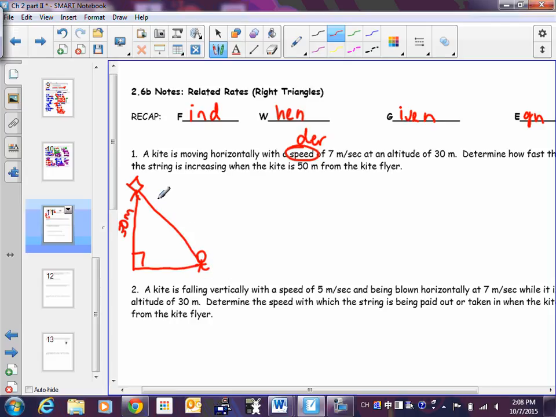And so when they say the kite is 50 meters from the kite flyer, they are giving us the hypotenuse, not the base. The horizontal distance would be down here, but the distance between the kite and the kite flyer is 50 meters. So I have a 30 meter side, a 50 meter hypotenuse. Can anybody tell me what the other side would be then? 40. How'd you get that so fast? 3, 4, 5, Pythagorean triple.